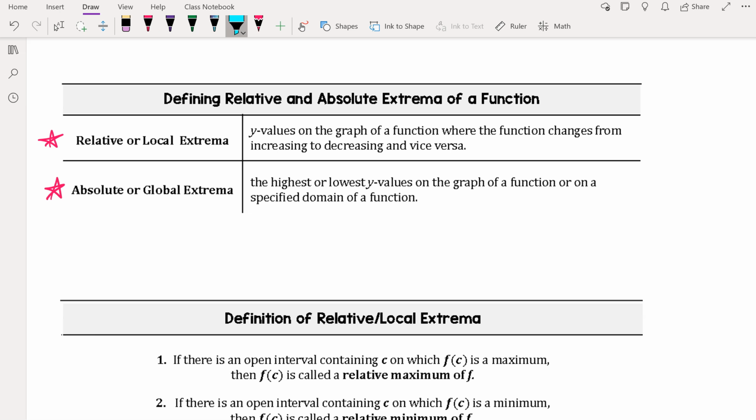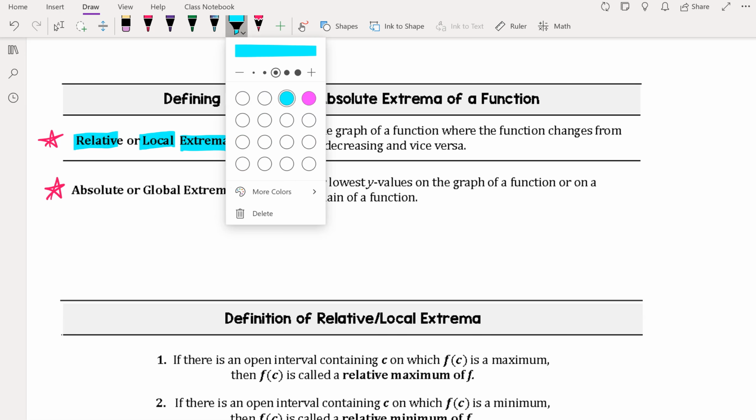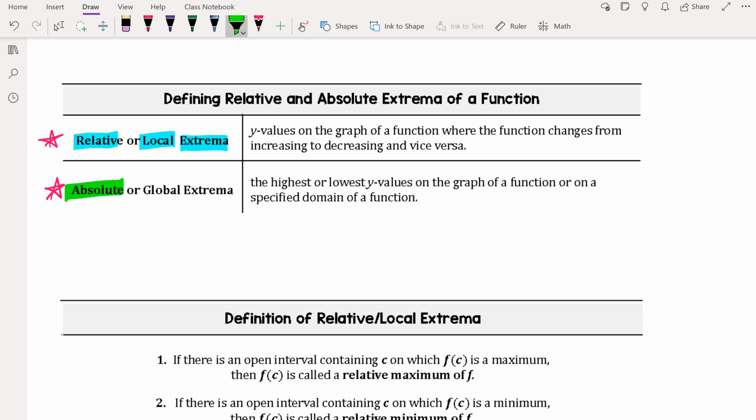Relative or local extrema, these mean the same thing. If you see the word relative or the word local extrema, those mean the same thing on an AP question. Absolute is the same as global extrema. So relative extrema are the y values on the graph where the function changes from increasing to decreasing or vice versa. So let's just make sure we know what increasing to decreasing means. Increasing to decreasing looks like this. Increasing to decreasing, that would be a max, right? Decreasing to increasing would be a min. So relative extrema basically are any time we have a max or min.